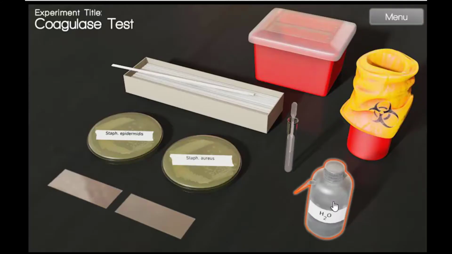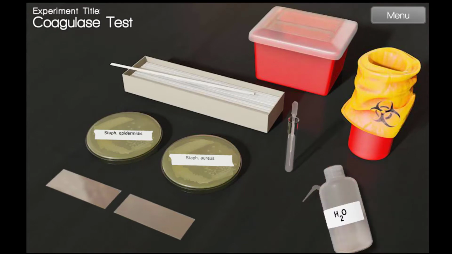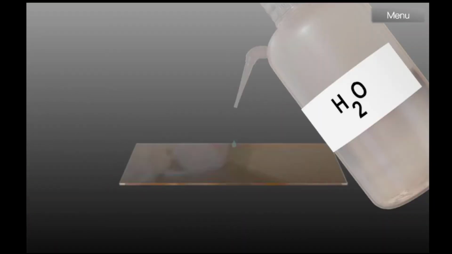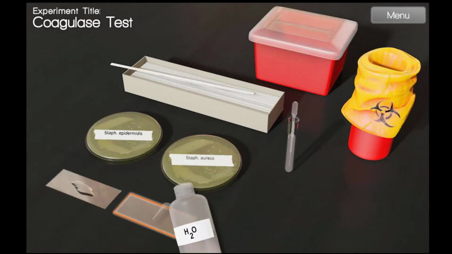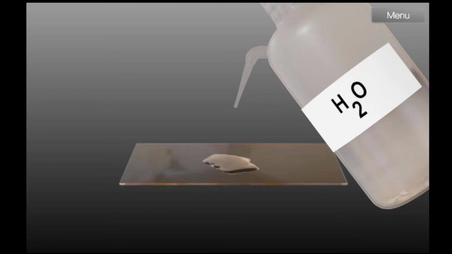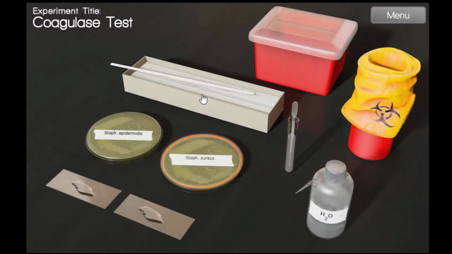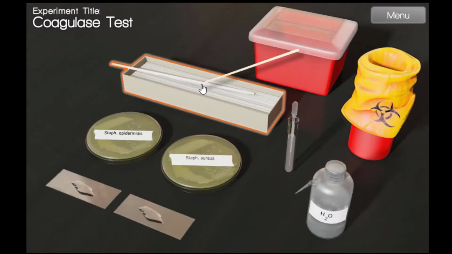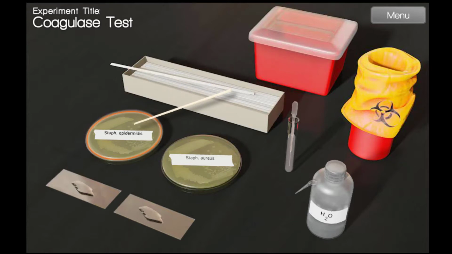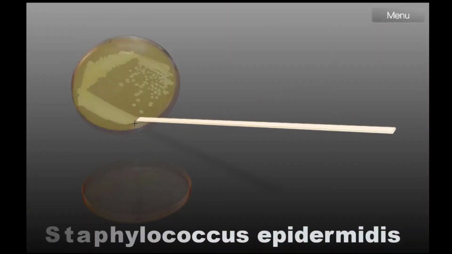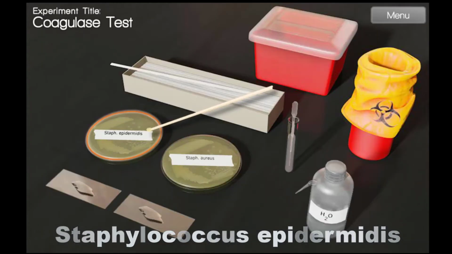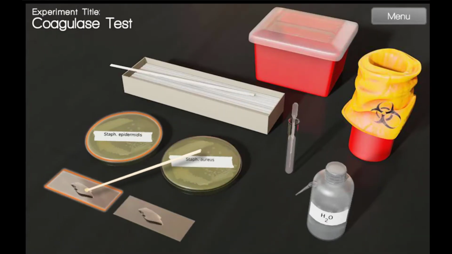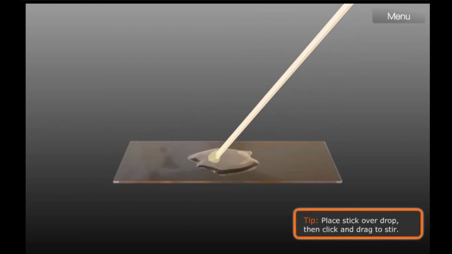Let's begin our experiment. We will first click on the water bottle and drag it to the slide and place 1 drop of water onto the slide. We'll go ahead and place 1 drop of water on the other slide as well, to be used later. Now we can pick our colonies. Let's pick a colony of Staphylococcus epidermidis. We'll use a colony that's nice and round off by itself, and let's add the bacteria to our slide.